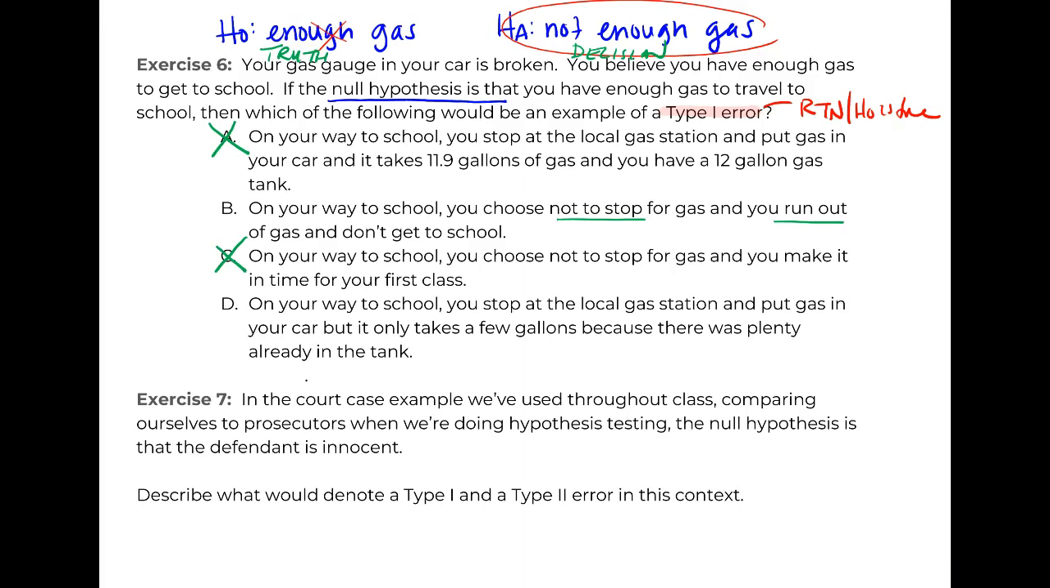On the way to school, you stop to put gas in your car, but there was plenty already in the tank. So you stopped to put gas, but there was already plenty in the tank. So we need the one that says our decision was that there's not enough gas, but the truth was there was. And that's exactly what D does. We decided there wasn't enough gas, so we went and stopped, when in fact we had enough gas, so we just wasted our time. B would be our type 2 error.